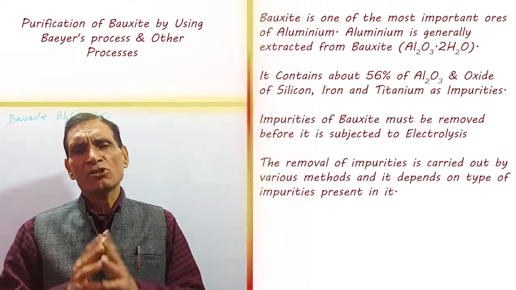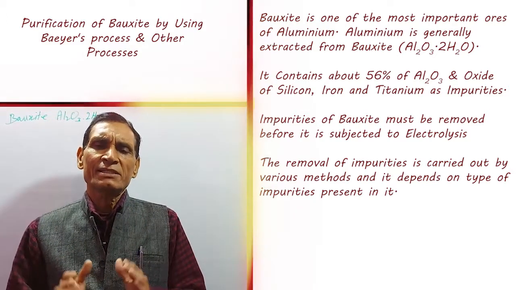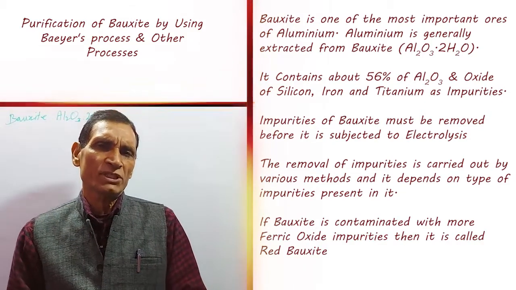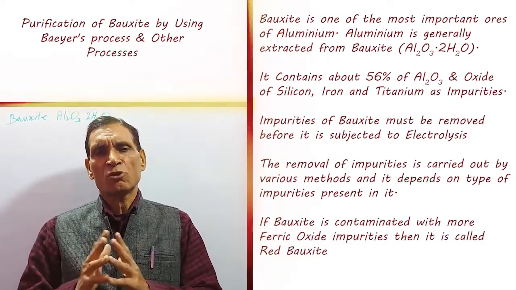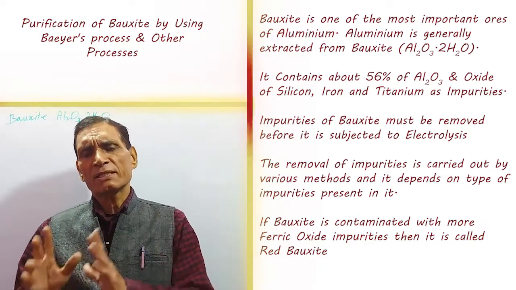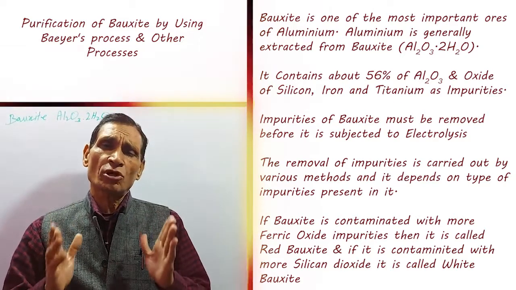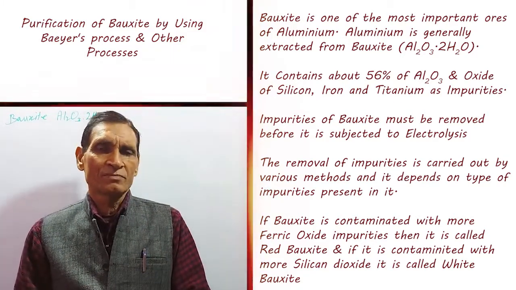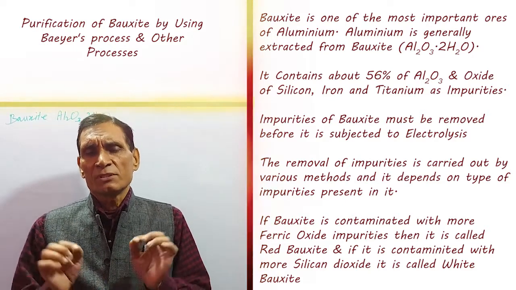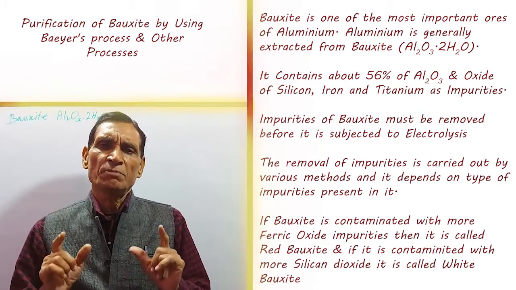If bauxite is contaminated with more ferric oxide impurities, then it is called red bauxite. And if it is contaminated with more silicon dioxide, silica, SiO2, then it is called white bauxite. Now, I am going to tell you some methods. First, purification of bauxite by Bayer's process.